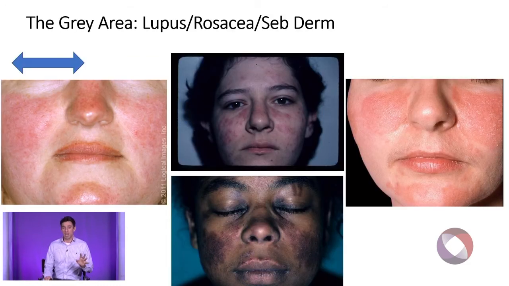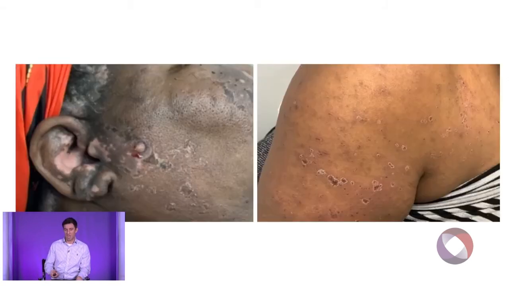All right, gray area. All right, lupus, rosacea, sebderm. So my overall tip for this is, if you have what you think is a chronic, recurrent photoinduced rash, think sebderm, think rosacea, and if you've kind of ruled those out, then it's time to start thinking acute lupus.